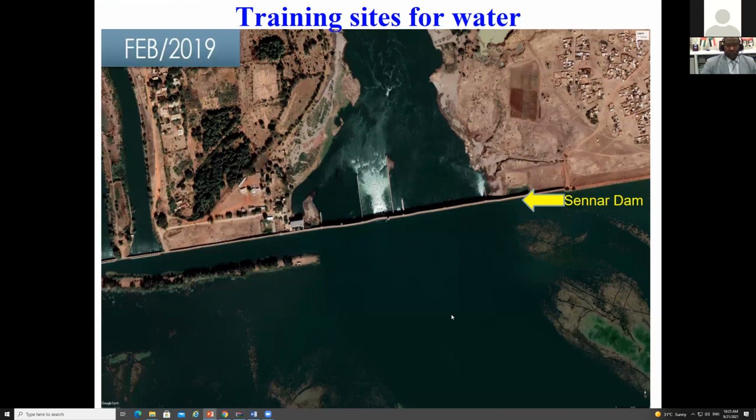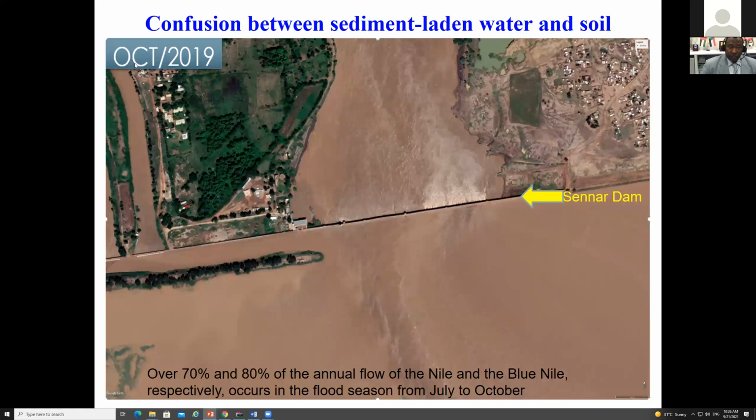Another problem we faced is how to take training samples or signatures for water. Water, as you have seen here, may be more blue, so it is easy to take. This is in February, but if we look here in October, the water is sediment laden, and there is confusion between the water and the soil. So if we take samples or signatures or training from the water and provide it to the software for classification, it will be confused with the soil.